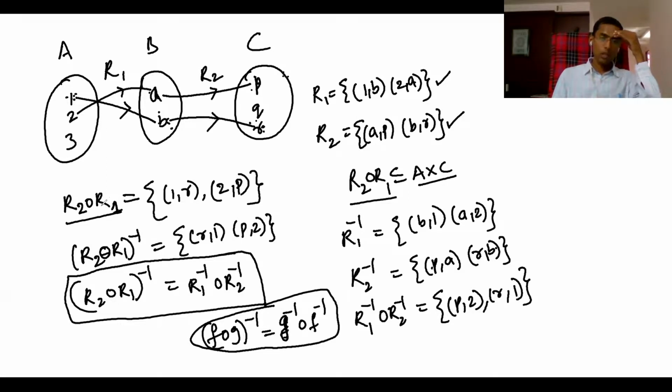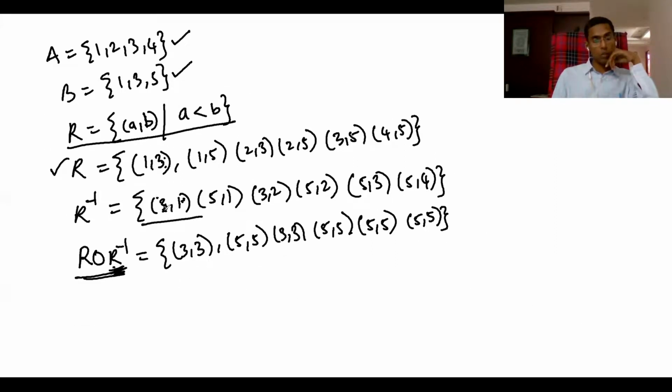R2 circle R1 means first you should apply R1. R1 is 1 to B, then B to R. Similarly here, first you should apply R inverse. R inverse is 3 to 1, then 1 to 3. That is 3 to 3.